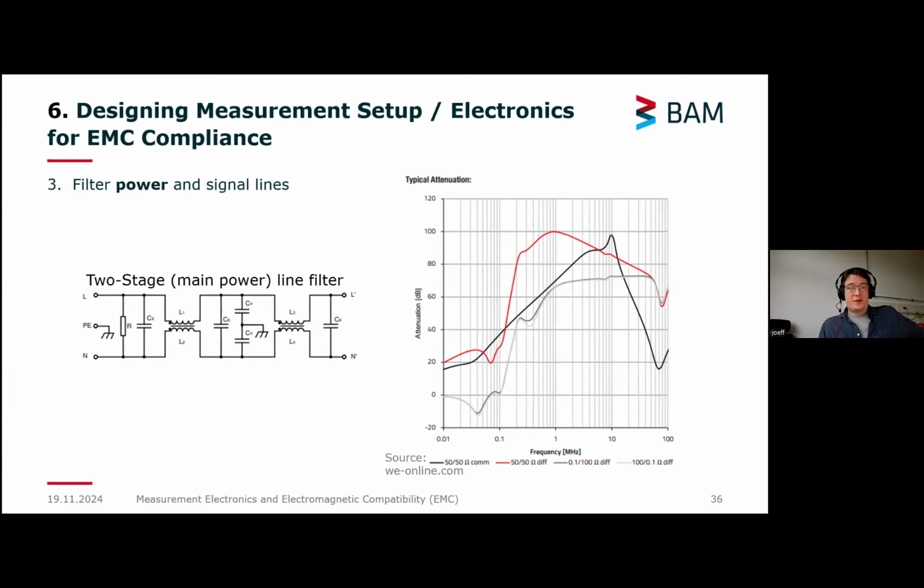And one filter would be a main power filter. They have some inductors and some transformers, and also some capacitors to suppress higher frequencies. This would be one which suppresses the frequencies between 100 kilohertz up to 100 megahertz. And it could be an option if you have noisy measurements.